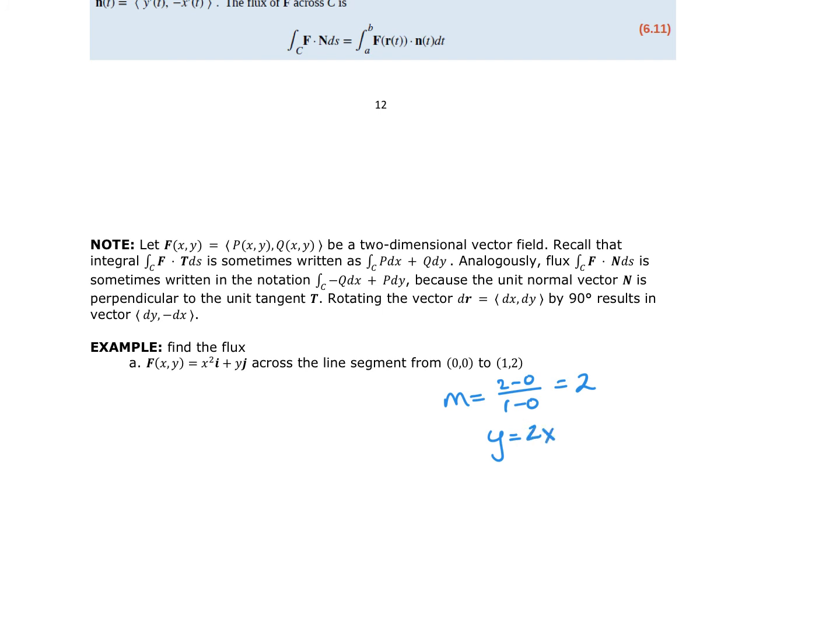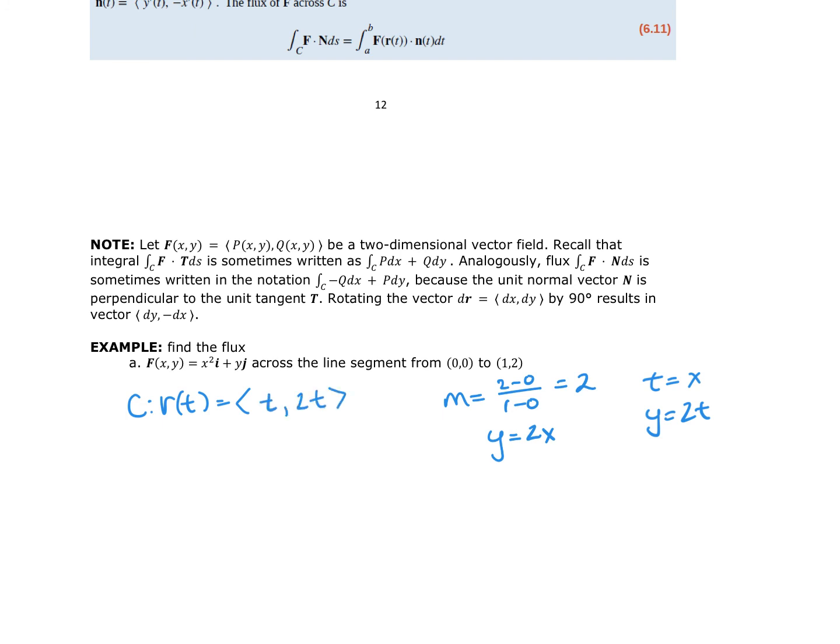So then my curve is going to be r of t. Of course, it's easier to just write t as x. So if t equals x and x is equal to t, then y is equal to 2t. So I've got t, comma 2t.